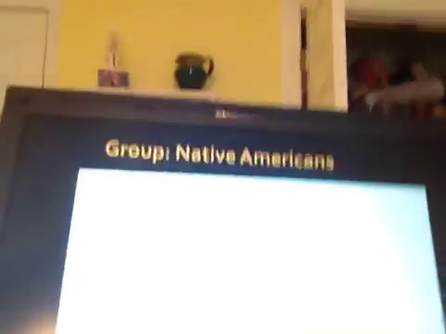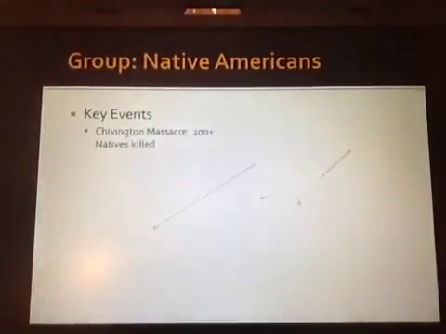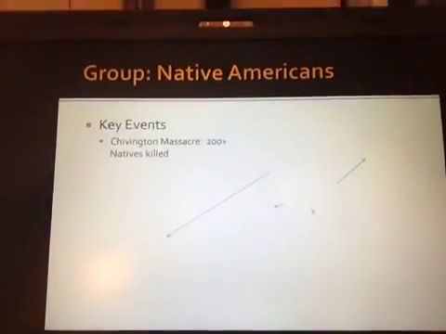So after the Civil War, this is kind of convenient, we have all these Civil War veterans who are looking for work, and the U.S. government is increasingly relying upon the Army to go west and fight Native Americans, establish reservations, police those reservations, those kinds of things. Okay? Some key events related to that is like Colonel Chivington in Colorado.